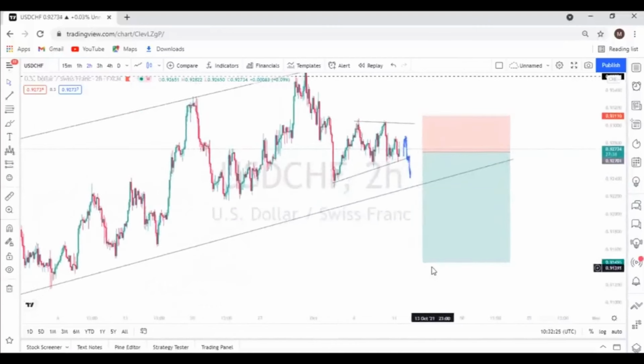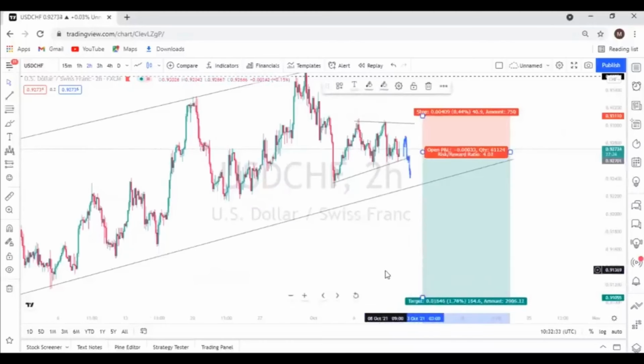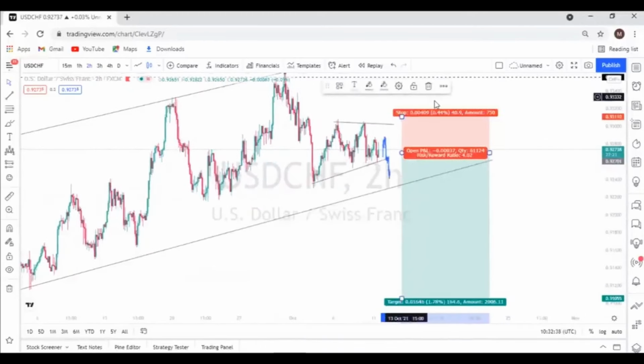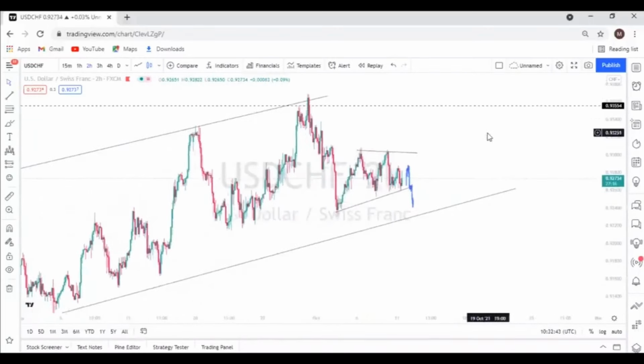Let me just see how big the movement is. It's about 2% to the downside, so that's decent. That's quite a lot of pips. And yeah, that's how I use the CHF setup.